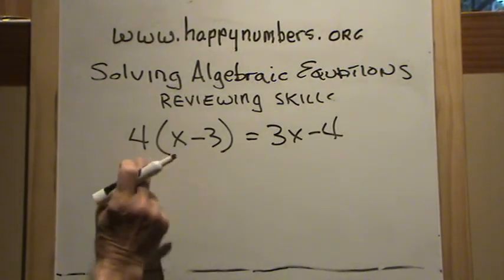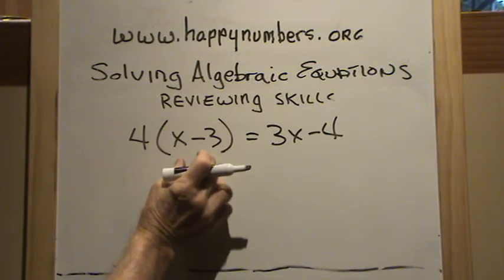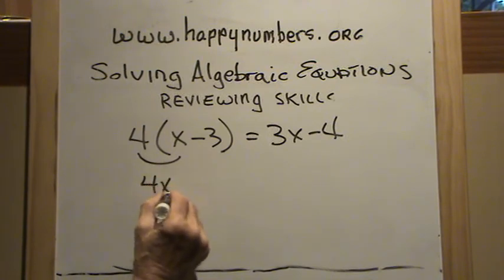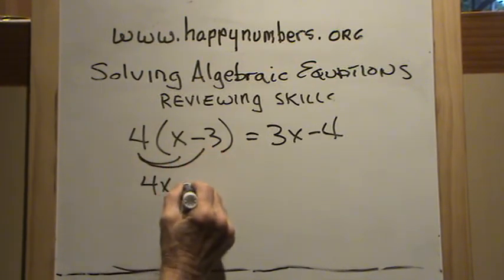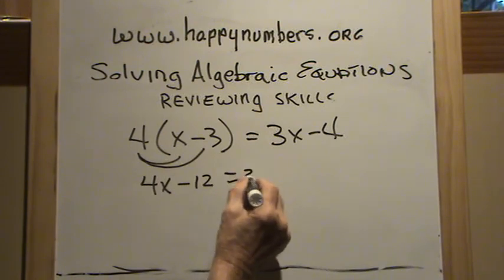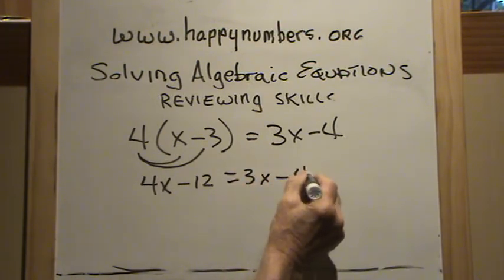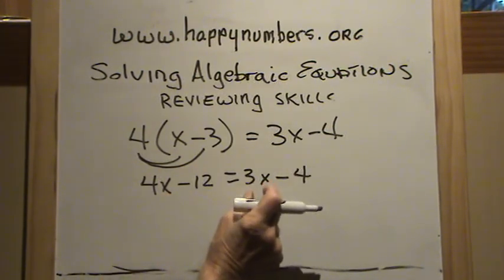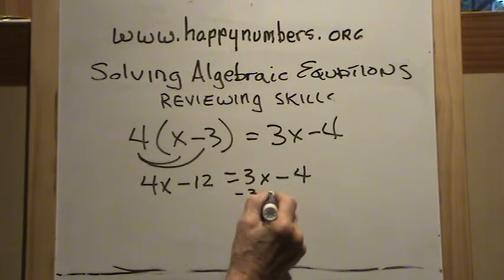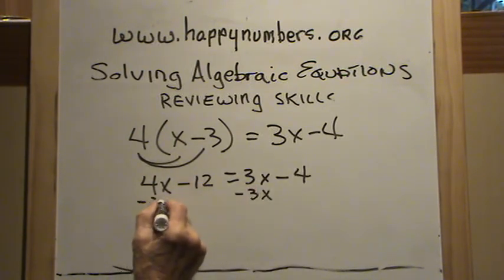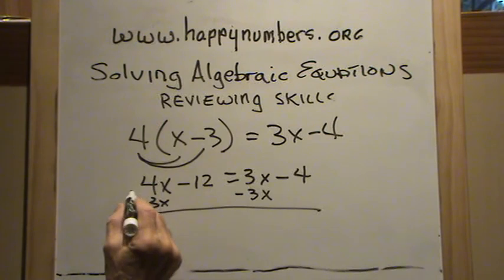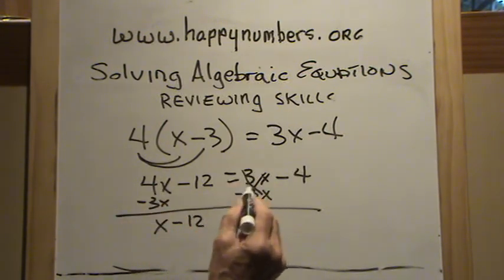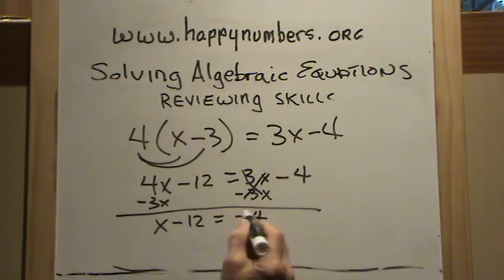All right, so we have here 4 times the quantity of x minus 3. So we have to multiply 4 times x, which would give us 4x. And then 4 times minus 3 would be minus 12, equals 3x minus 4. Well, we have a 3x here and an x here, so this is positive 3x. We'll put negative 3x. And we have to do the same here. And we get 4x, take away 3x would be x minus 12. This will go away, equals minus 4.